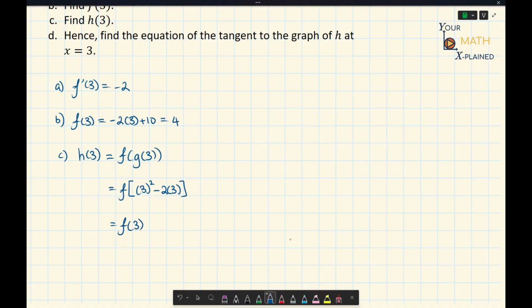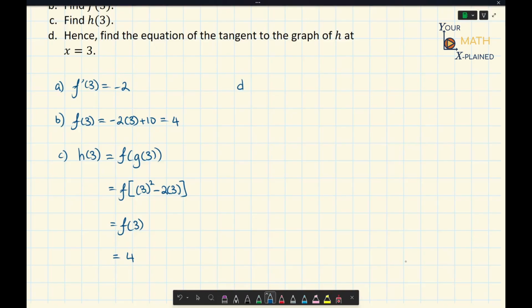And this was just the answer in part B, because we found out that f of 3 is equal to 4. So therefore, h of 3 is equal to 4. And now the last part is asking us to find the equation of the tangent line to the graph of h at x is equal to 3. And we've done this multiple times already. In order to find the equation of the tangent line, we need a point and we need the slope.